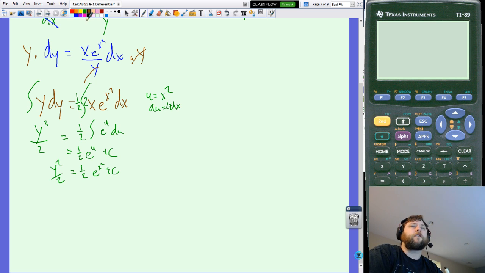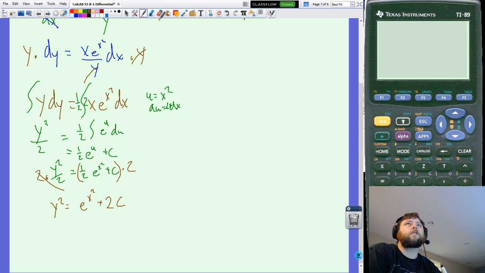And I wanted to solve for y eventually. We'll come up to that work later. So I'm going to multiply both sides by 2. Remember, everything times 2. So it's going to be y squared equals 2 times 1/2, which will just be 1, so e to the x squared plus 2 times c. The nice thing is when you say 2 times c, it's still just c. It didn't change that c at all because it's a constant. We don't know what it is.